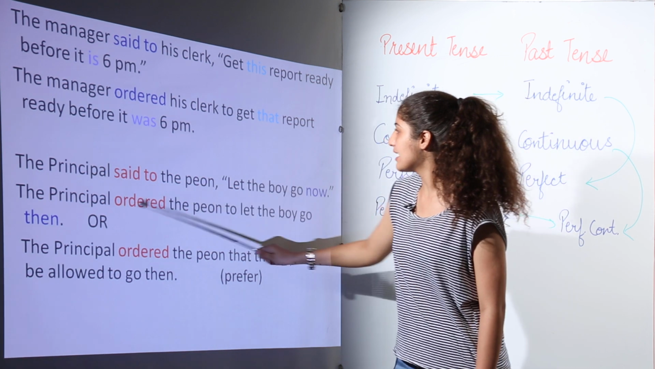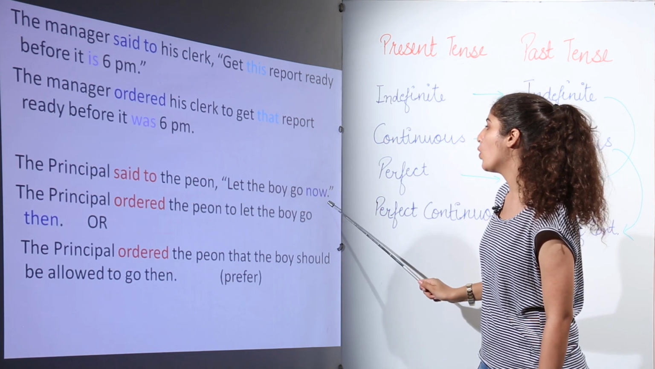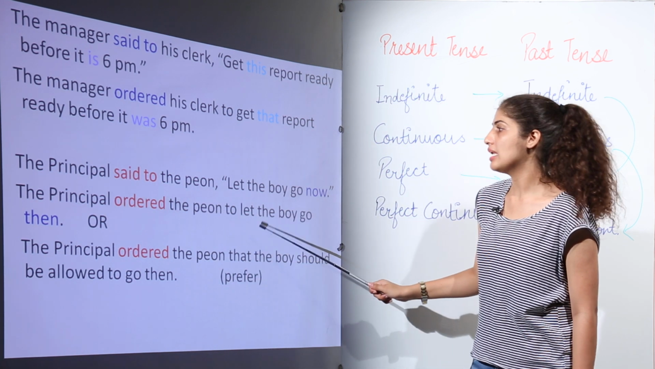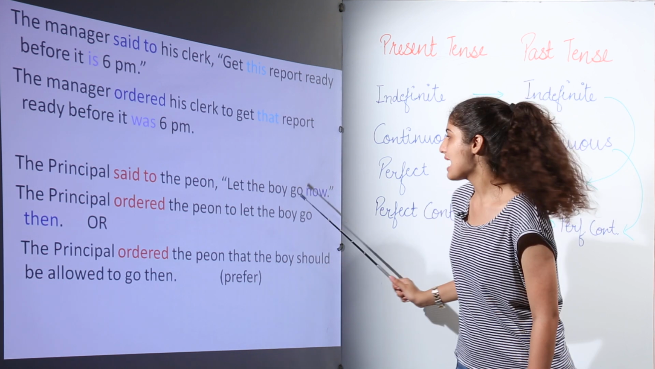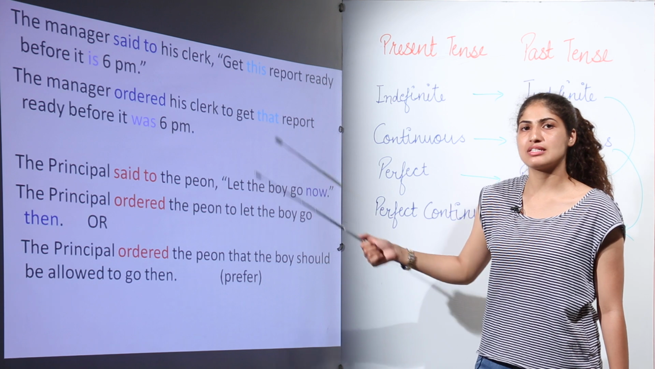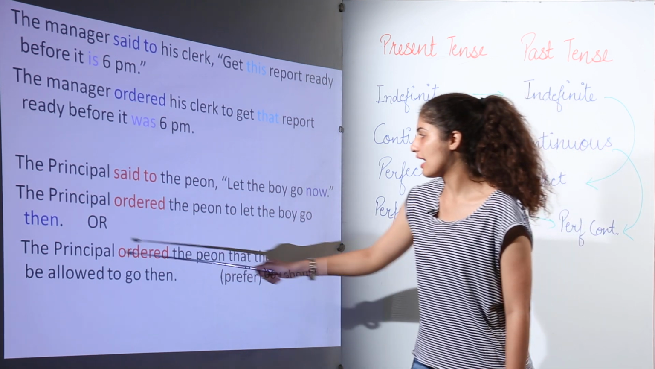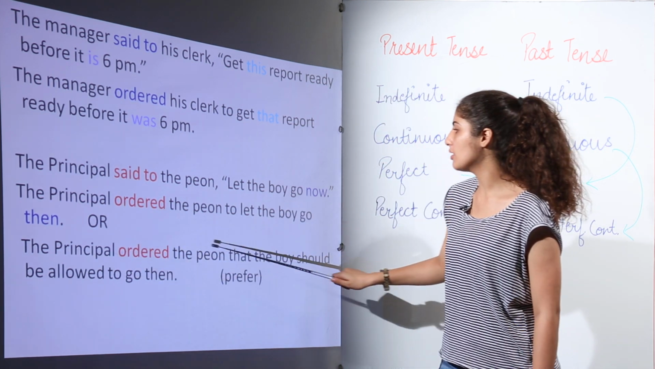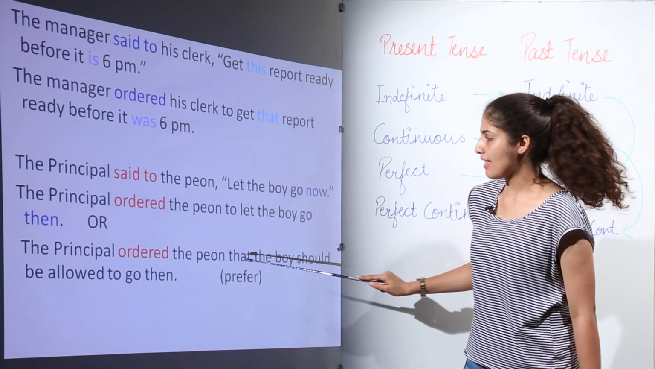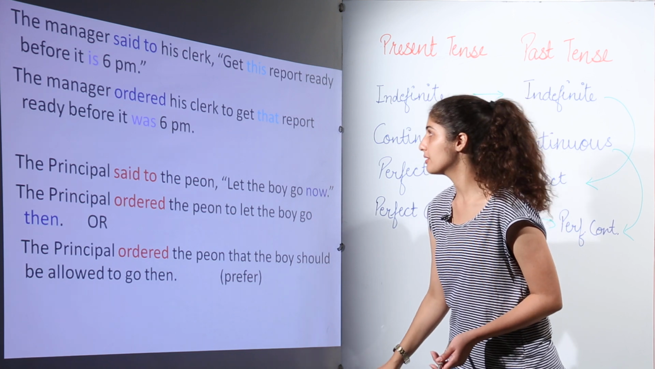Next is, the principal said to the peon, "Let the boy go now." Now this is an order. The principal ordered the peon to let the boy go then. "Now" is changed into "then". And one more way by which we can present this sentence in the indirect way is that the principal ordered the peon that the boy should be allowed to go then. And this is the sentence we most prefer.